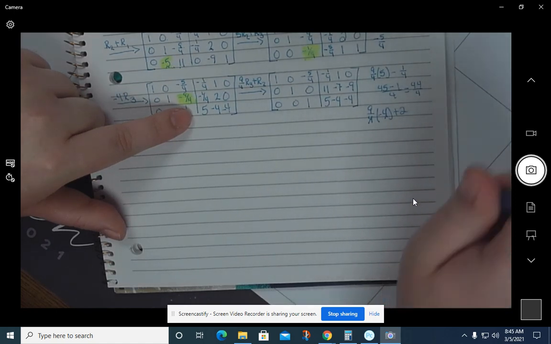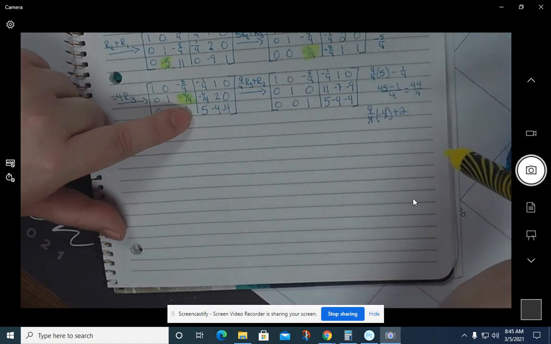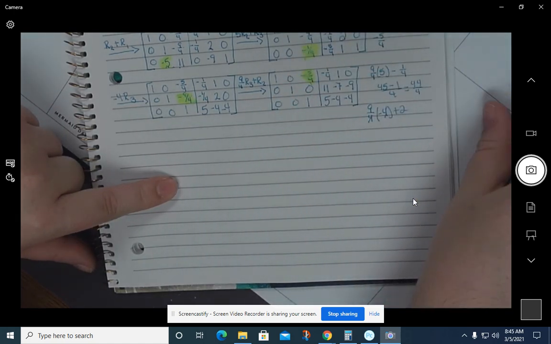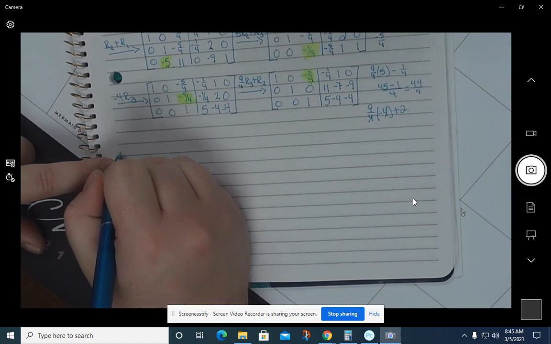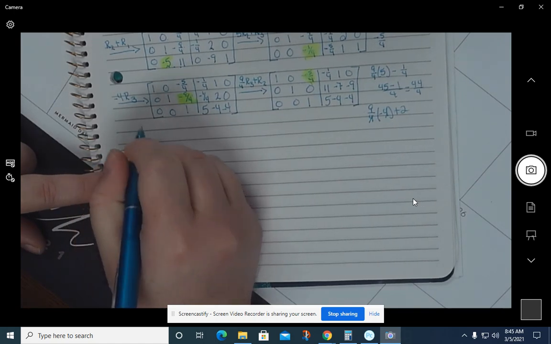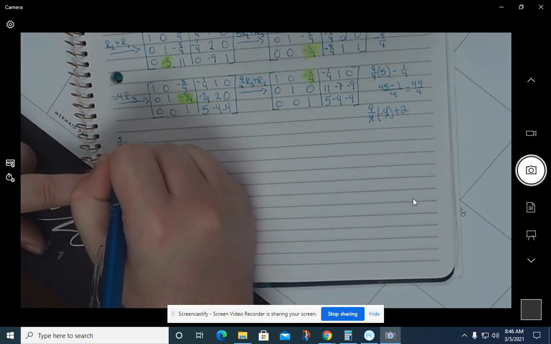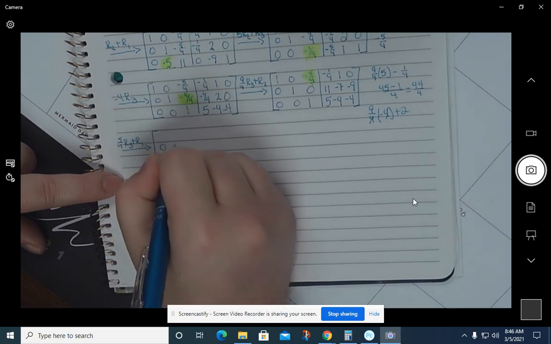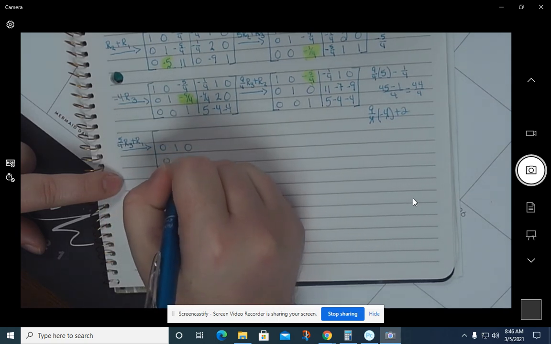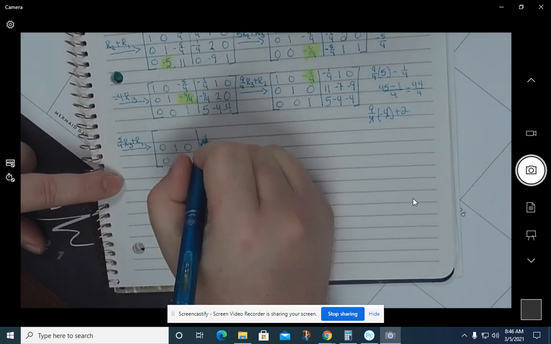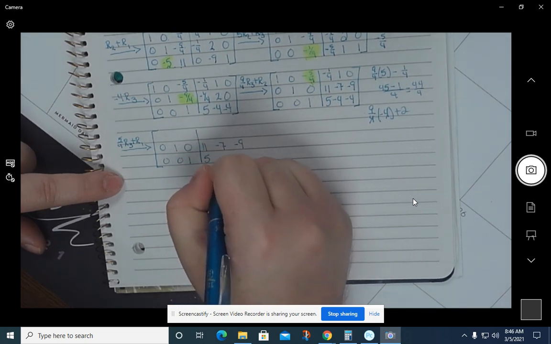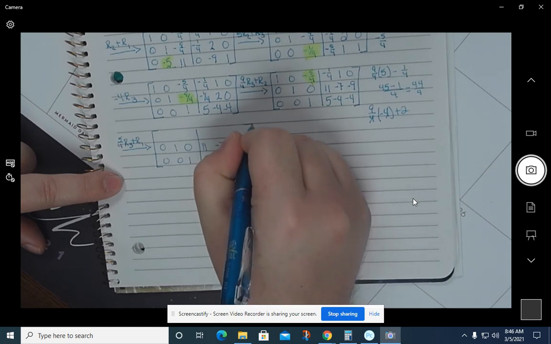One more step. Got to get rid of this sucker. So I'm going to take 5/4 of row 3 and add that to row 1. Rows 2 and 3 are set. 0, 1, 0, 0, 0, 1, 11, -7, -9, 5, -4, -4.